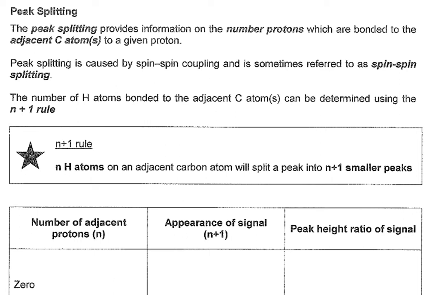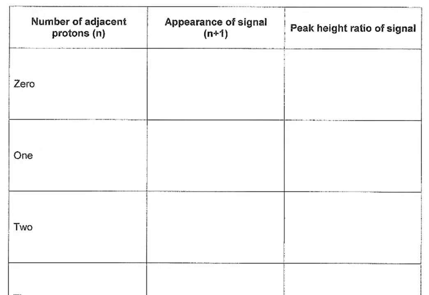This video will try and explain peak splitting in proton NMR. So peak splitting tells us about the number of protons on the adjacent carbon atom, and we'll be looking at the n+1 rule, where n is the number of neighbours. This table summarises the number of adjacent protons.